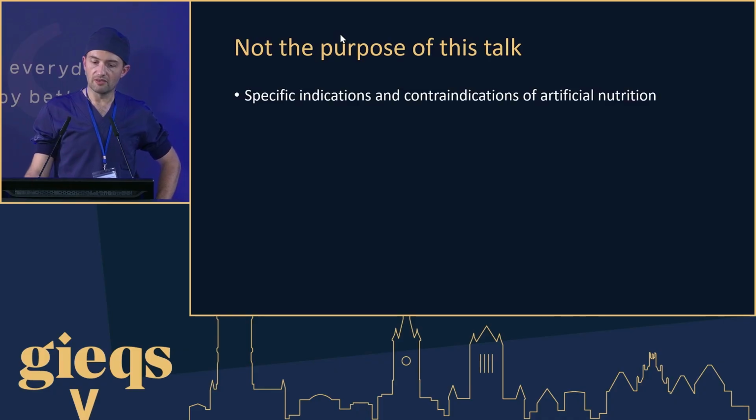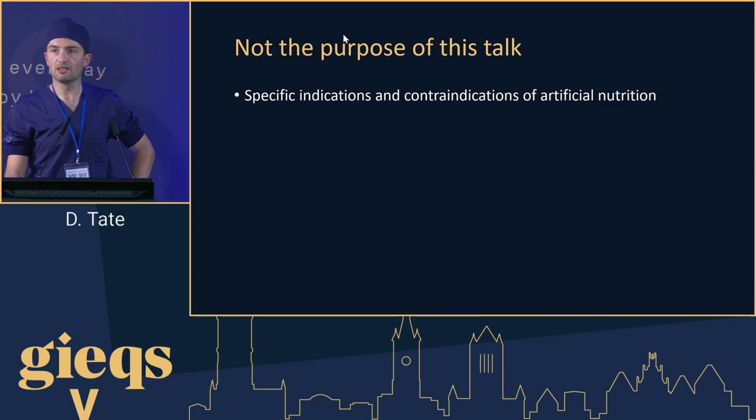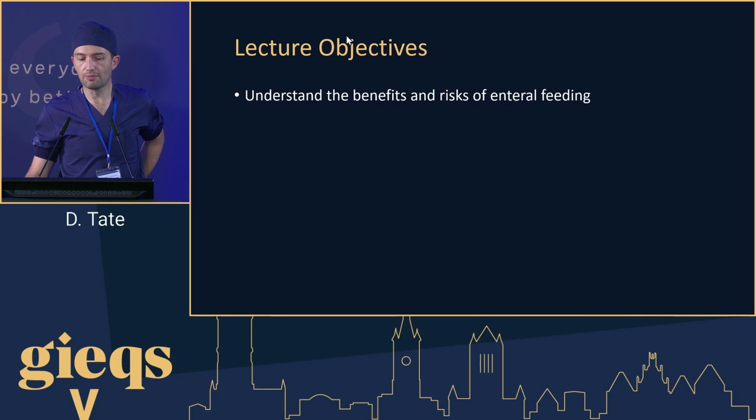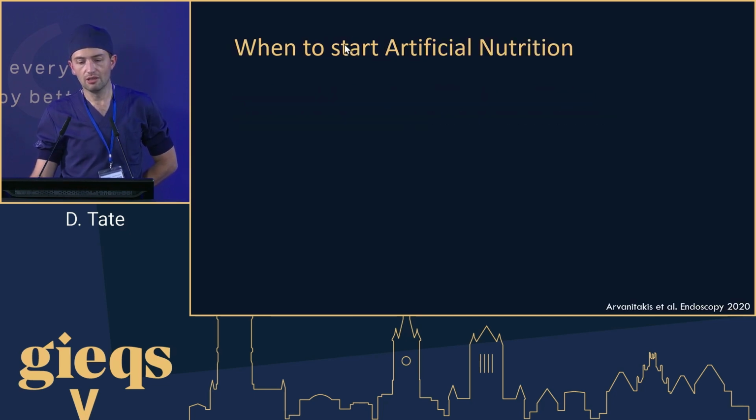So, what's not the purpose of this talk is to talk to you about specific indications and contraindications of artificial nutrition or how to prescribe it. What is the point of this talk is to understand really only one thing, and that is parenteral nutrition is dangerous, and if you can use enteral nutrition, do it. Okay? And that is the point.